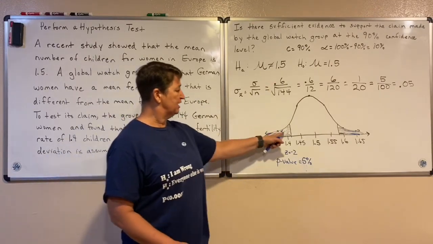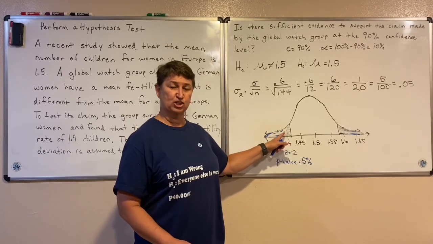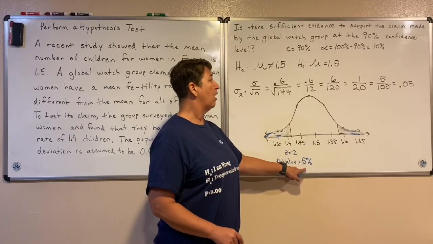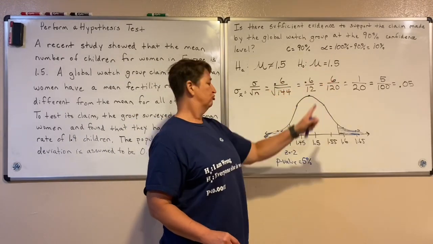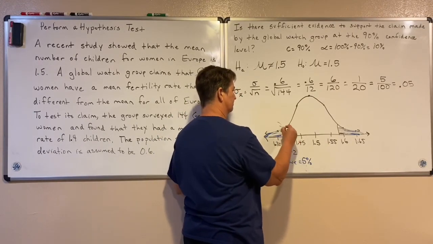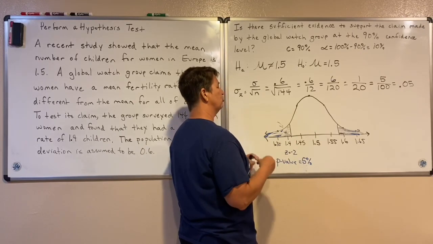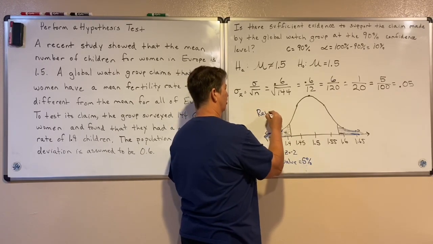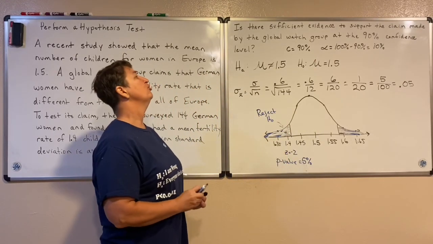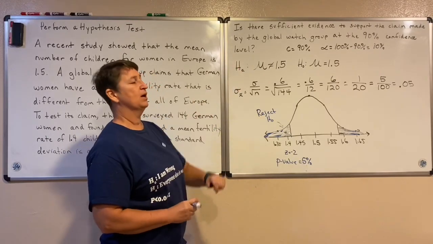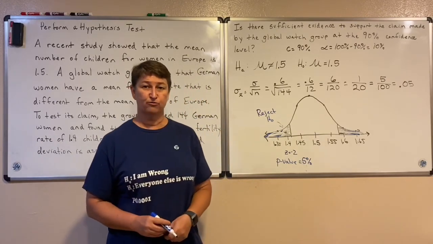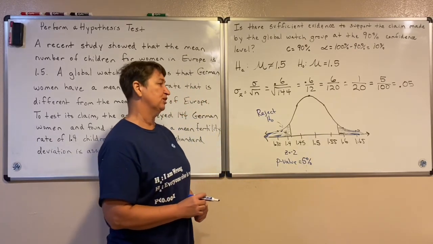So now I look, did my test statistic fall within that rejection region? Yes, my p-value is smaller than my level of significance. So it is in that rejection region. There was my test statistic, and so therefore we are going to reject the null. That means that we did gather enough evidence to support our claim, or the claim made by the Global Watch Group.